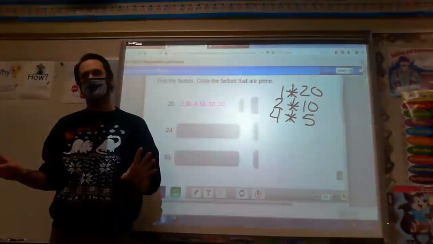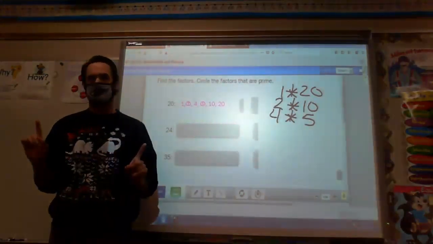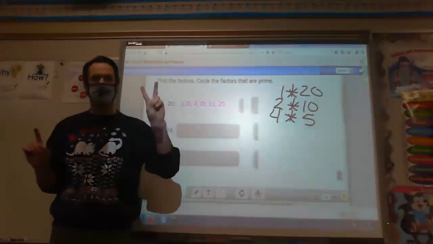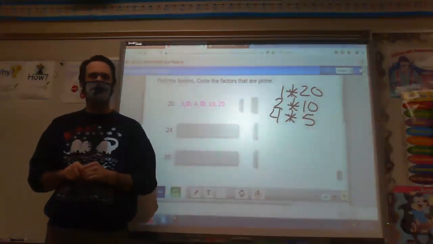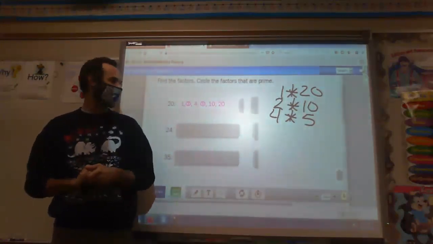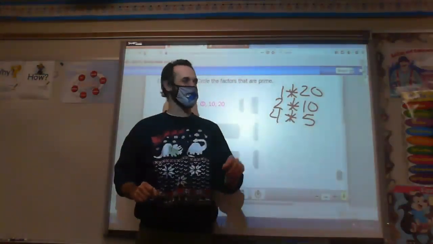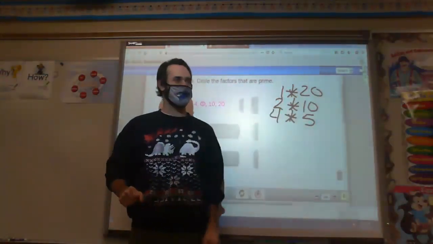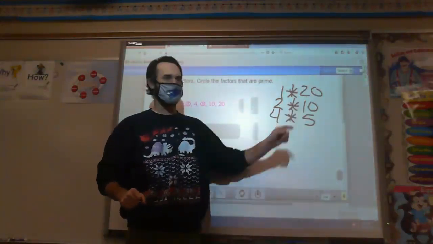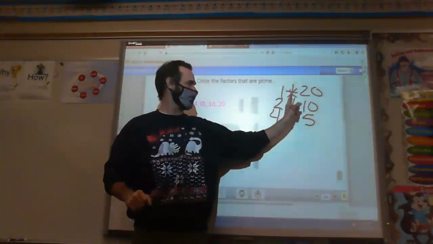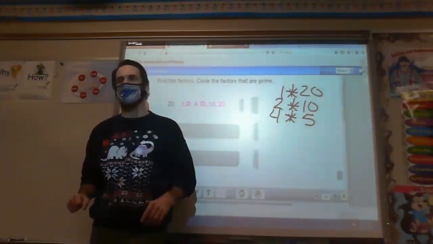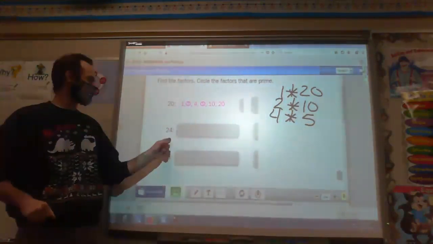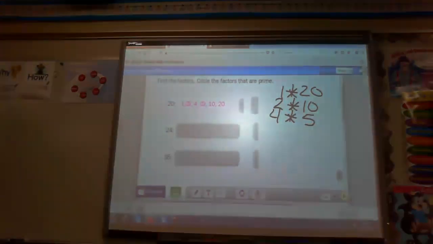Now 1 doesn't count as prime because 1 only has 1 factor, 1 times 1. You have to have 2 factors to be prime. Can you have more than that? No, you can't. But 20 isn't prime because you can do all of these to get 20. 10 isn't prime because you can do 1 times 10 and 2 times 5. And 4 isn't prime because you can do 1 times 4 and 2 times 2. See if you can find the factors for 24.